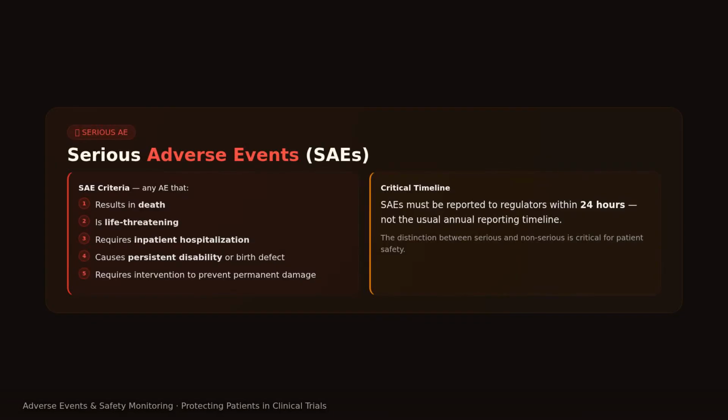A serious adverse event, or SAE, is any adverse event that results in death, is life-threatening, requires inpatient hospitalization, causes persistent disability, is a birth defect, or requires intervention to prevent permanent damage. SAEs are handled differently from regular AEs. They must be reported to regulators within 24 hours, not within the usual annual reporting timeline. The distinction between serious and non-serious is critical for patient safety.